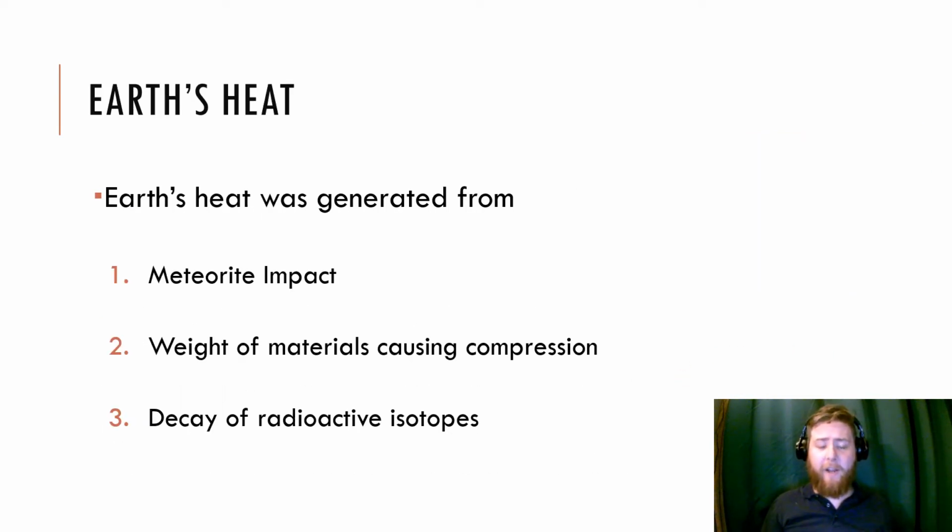All right, the heat on Earth. Earth's heat was generated from three things. The first thing, meteorite impacts. Lots of meteorites that were leftover sun bits were crashing into the Earth, creating heat, creating a lot of friction. The second one was the weight of materials causing compression. As these materials sunk, as this nickel and iron sunk down towards the core, they created a lot of friction as they were going past other very hard metals. They caused a lot of compression. This caused a lot of heat.